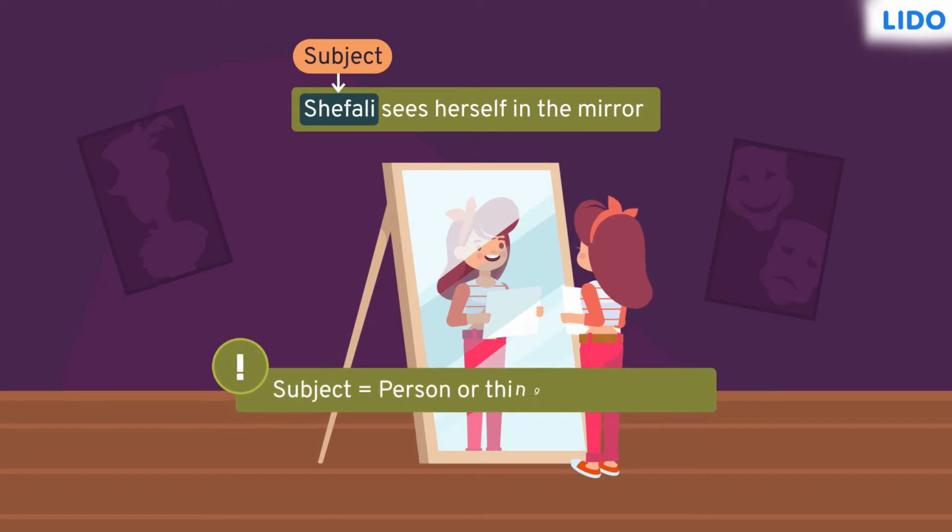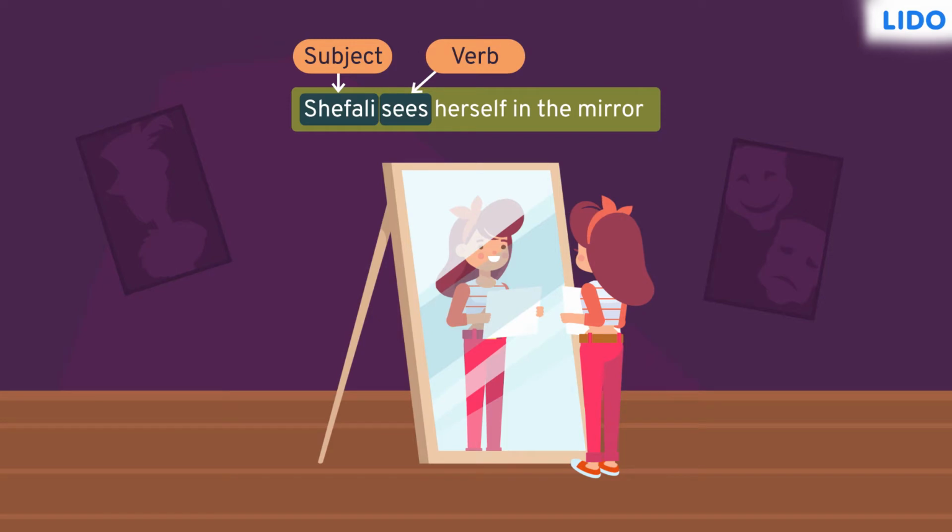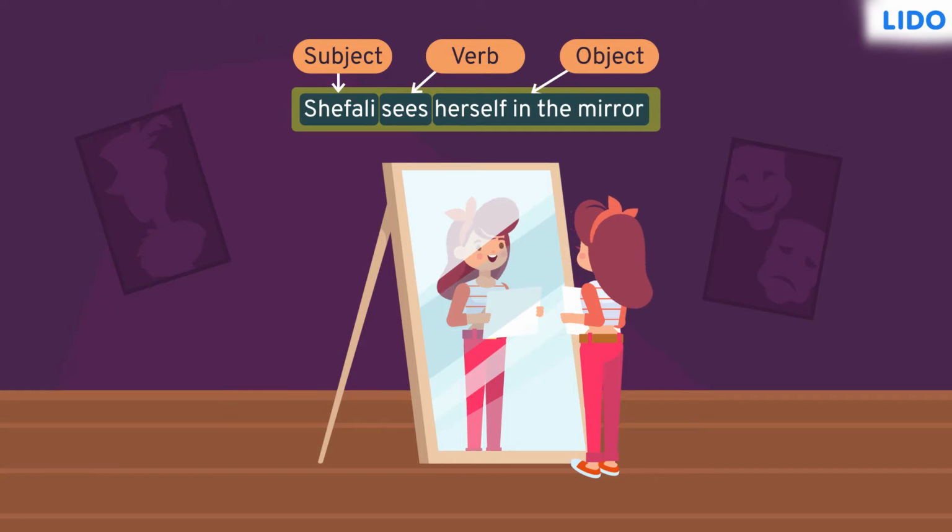A subject is a person or thing doing an action. Shefali sees something. But what does Shefali see? Shefali sees herself in the mirror. The answer is the object of the sentence. The object is Shefali as she sees her own reflection.